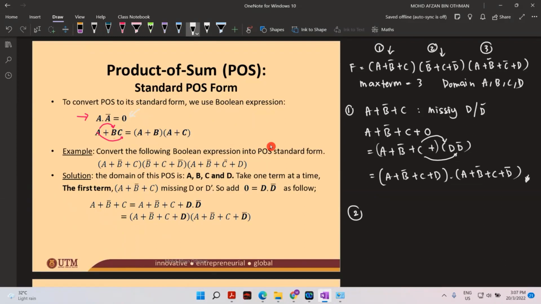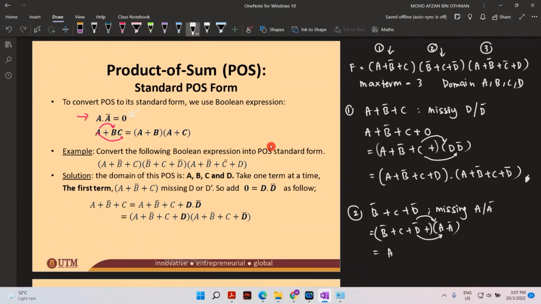Okay, kita tengok nombor 2 pula. Sum term nombor 2 ataupun max term nombor 2: B bar tambah C tambah D bar. Okay, so yang ni kita missing apa ni? Hilang apa? Kita hilang A atau A bar. So macam mana nak buat? Kamu tambahlah B bar tambah C tambah D bar tambah kosong, mana kosong tu adalah A dot A bar. So kamu kembangkan dia. So kamu akan dapat A.